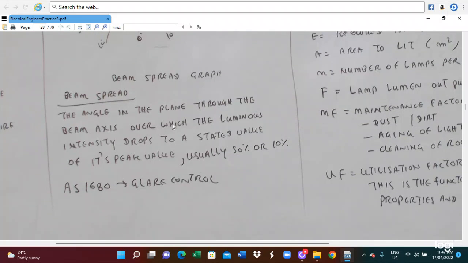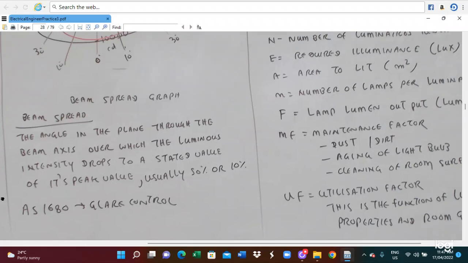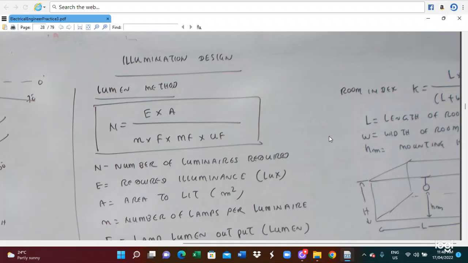Beam spread is the angle in the plane through the beam axis over which the luminous intensity falls to the stated value or fraction. Usually these are 50% or 10%. So this is approximately at least 1680. So the glare control method needs to be utilized. Here is an illumination design.